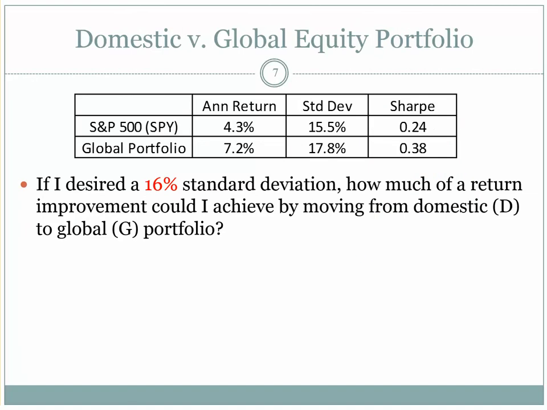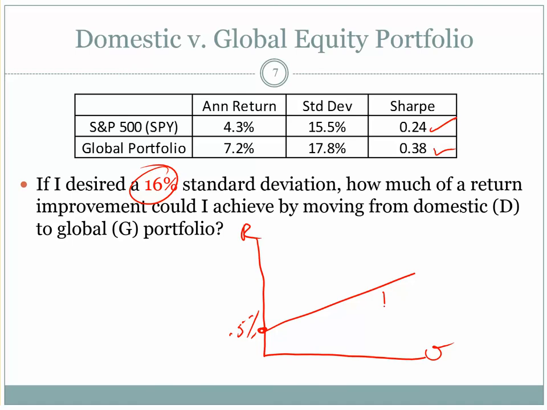So back to our problem. I computed a Sharpe for US markets of 0.24 and a Sharpe of global markets of 0.38. Say I'd like a portfolio that has a 16% standard deviation. If I were to sketch out what my possibilities are, return, standard deviation, and say a risk-free rate of say 0.5% right now, I could be on a domestic portfolio line.